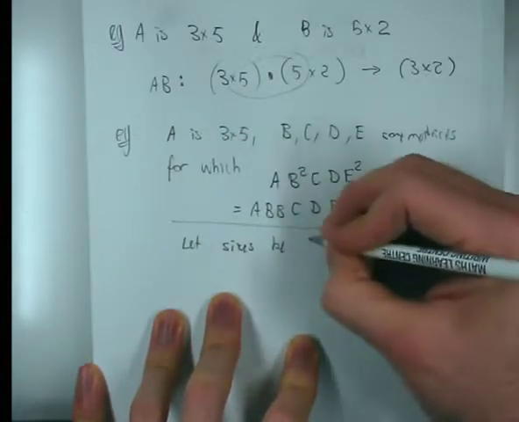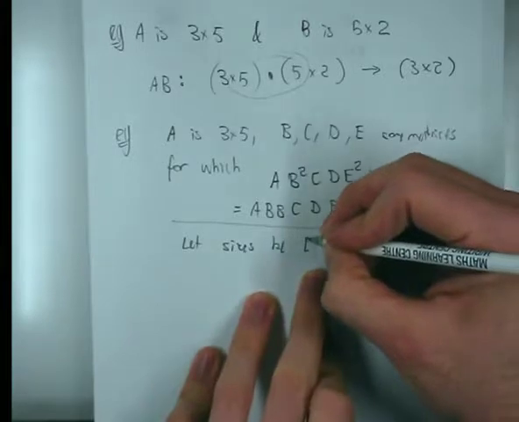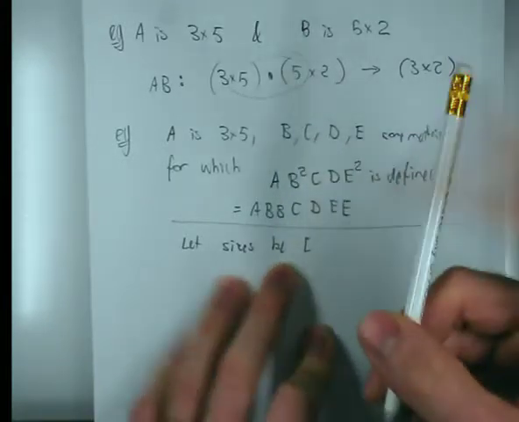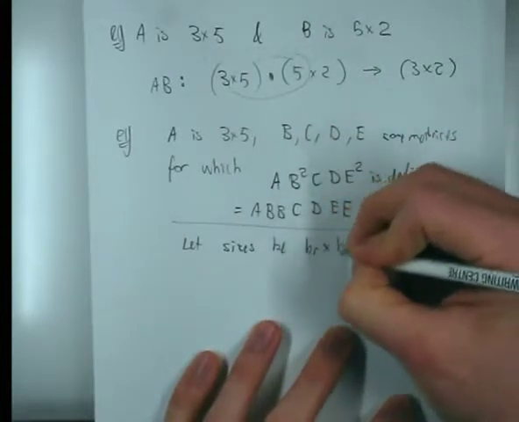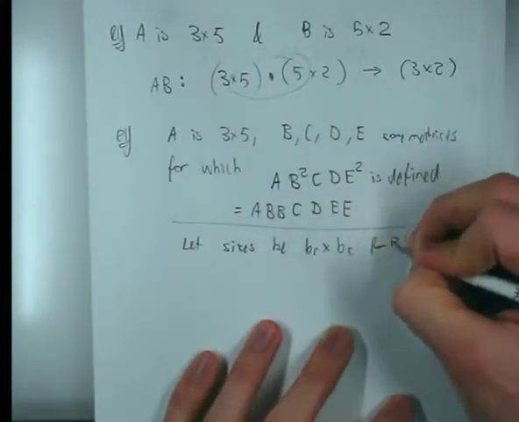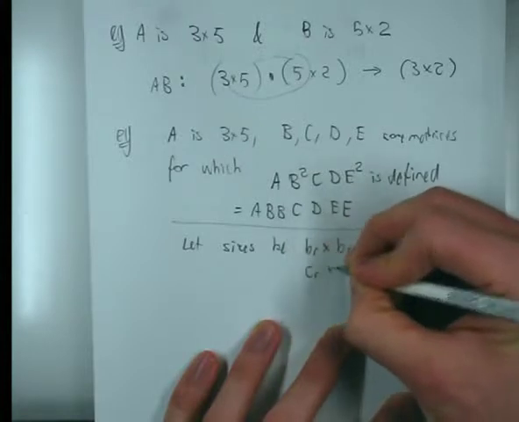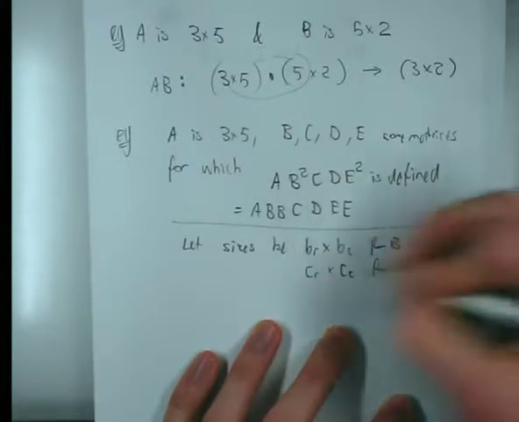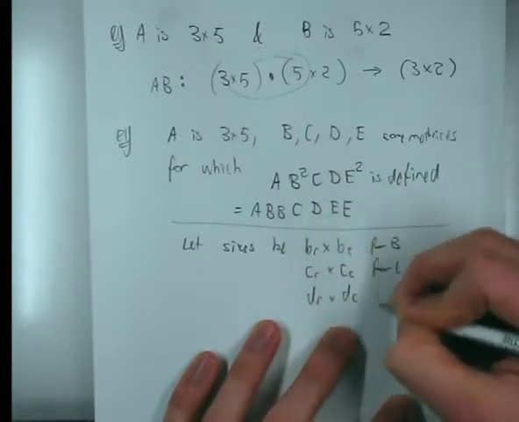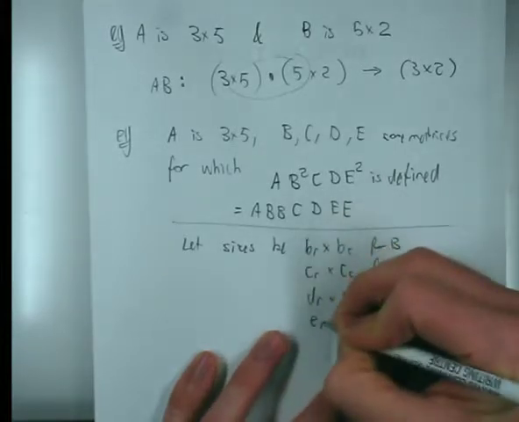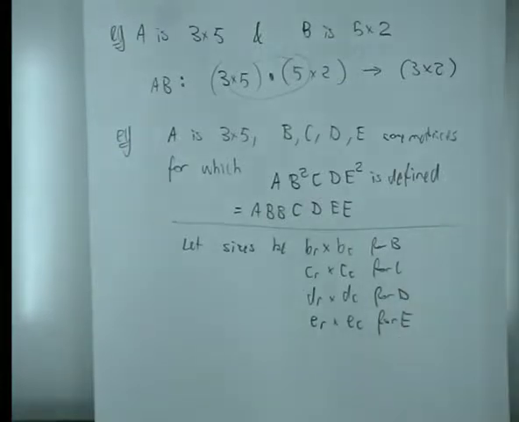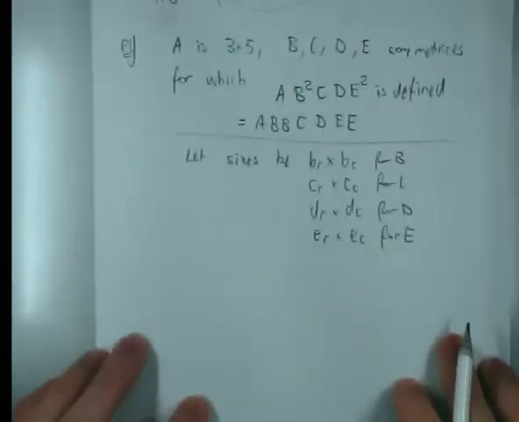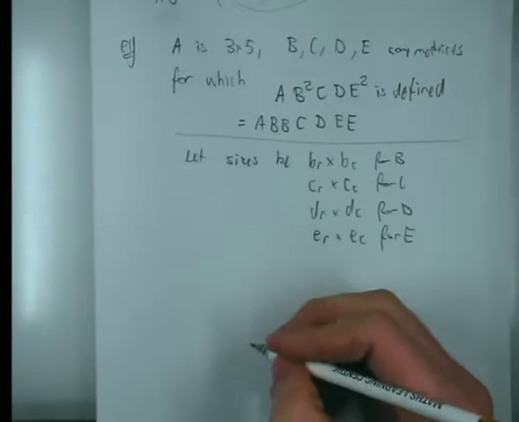So if the size is B, not that. You know, a number of rows of B, a number of columns of B for B, number of rows of C, a number of columns of C for C. And you can do that. It's always good to have names. And then we know that it has to be defined, right?